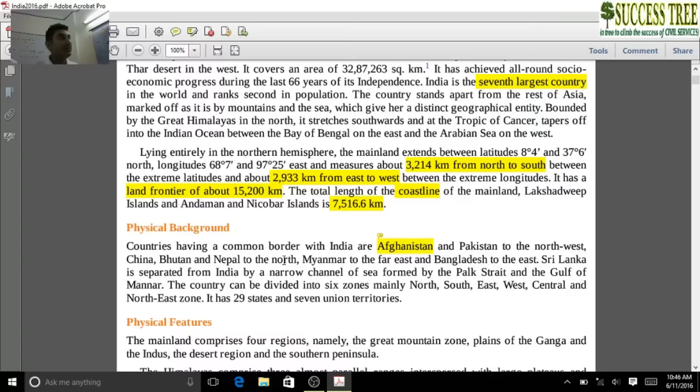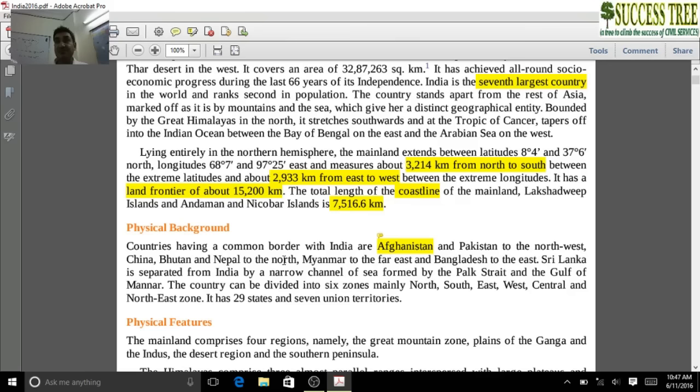So our neighbors are members of SAARC, but leaving out Myanmar and China. Even though Myanmar lies in South Asia, in the southern part, it is our neighbor but not part of SAARC. The rest, certain countries like the island countries Sri Lanka and Maldives, are in fact members. Moreover, India shares its largest border with Bangladesh.